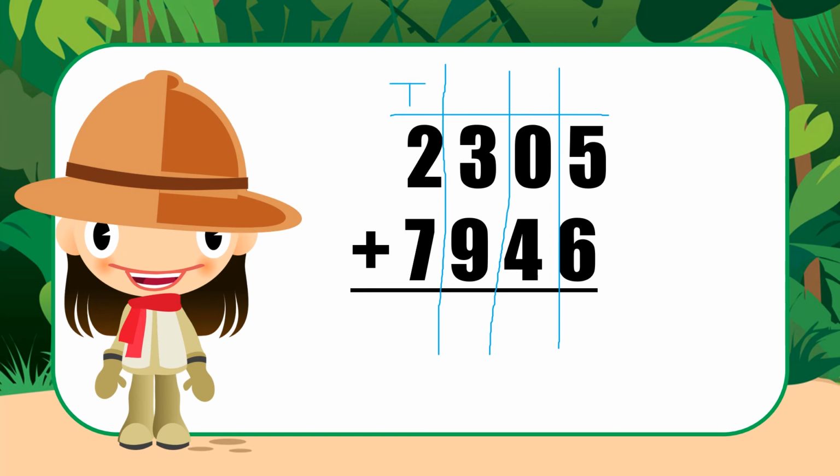We have the thousands. Then we have the hundreds. Then we have the tens. And we have our ones. 5 plus 6 is 11. We know that 11 is greater than 9, so that means we have to regroup.